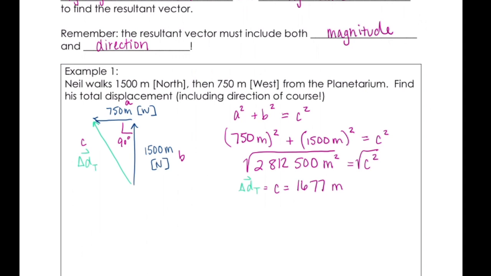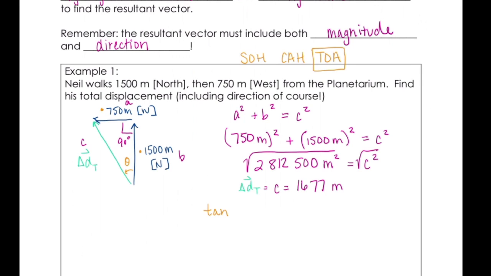Now we have to find the direction. We went north and then we went west, so in order to do this, we're going to use the trig ratios. You probably remember this from math class, but we're going to use SOHCAHTOA. The angle we're trying to find is this one, because that was the direction that we went. We'll call this theta because it's an unknown angle. The known values that we have are this one, which is the opposite side, and the adjacent side. So we're going to be using tangent in order to solve for this.